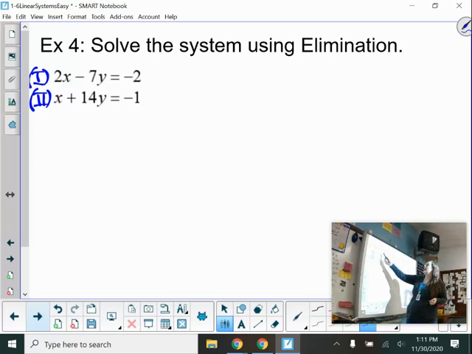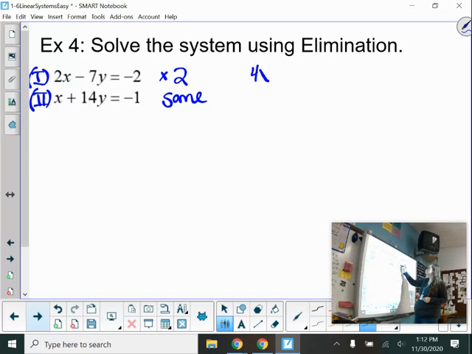So to turn my y's into opposites, in equation number 2, the y term is already a 14. If I could turn the top equation's y into a negative 14, then they would add to 0. And I can do that. I can multiply negative 7 by 2, and that would turn that into a negative 14. So I am going to keep the bottom equation the same, and I'm going to multiply the top one by a positive 2. So remember, you have to multiply everything in the equation.